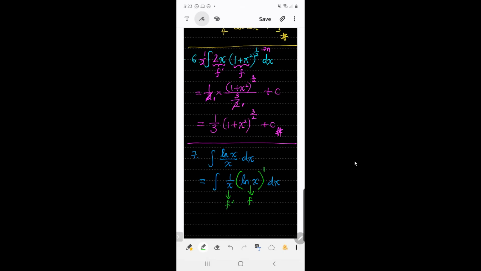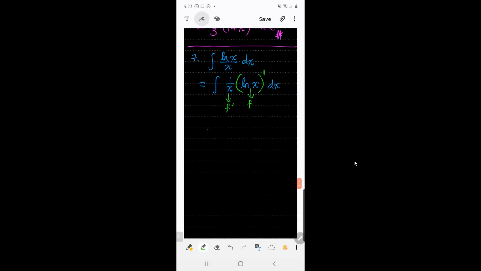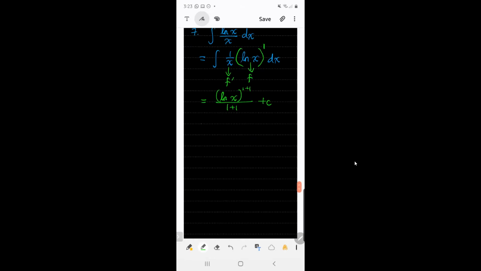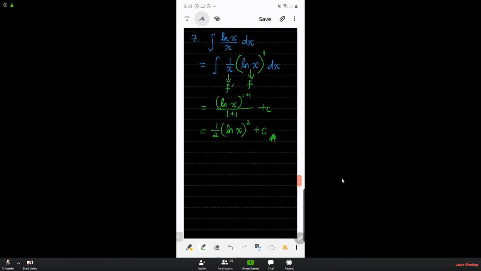Using the power rule again, I know that this is equal to ln x bracket to the power of 1 plus 1, over 1 plus 1, plus c. Therefore, the answer is half of ln x in the bracket squared plus c. So that is the answer for question number 7.